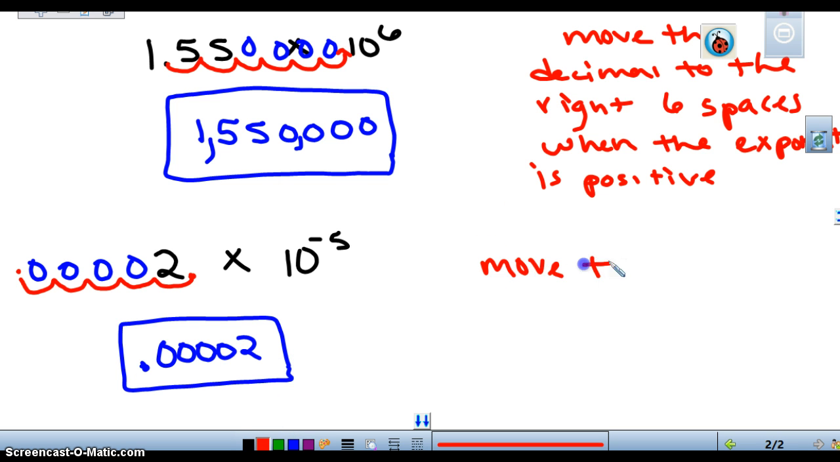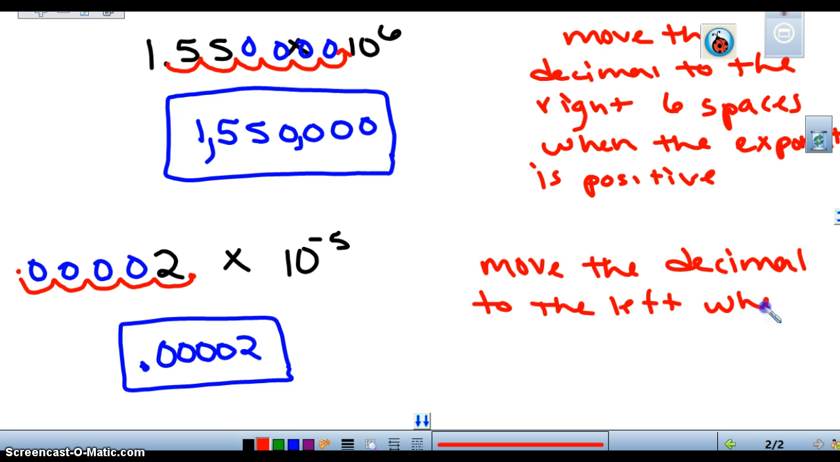So move the decimal to the left when the exponent is negative.